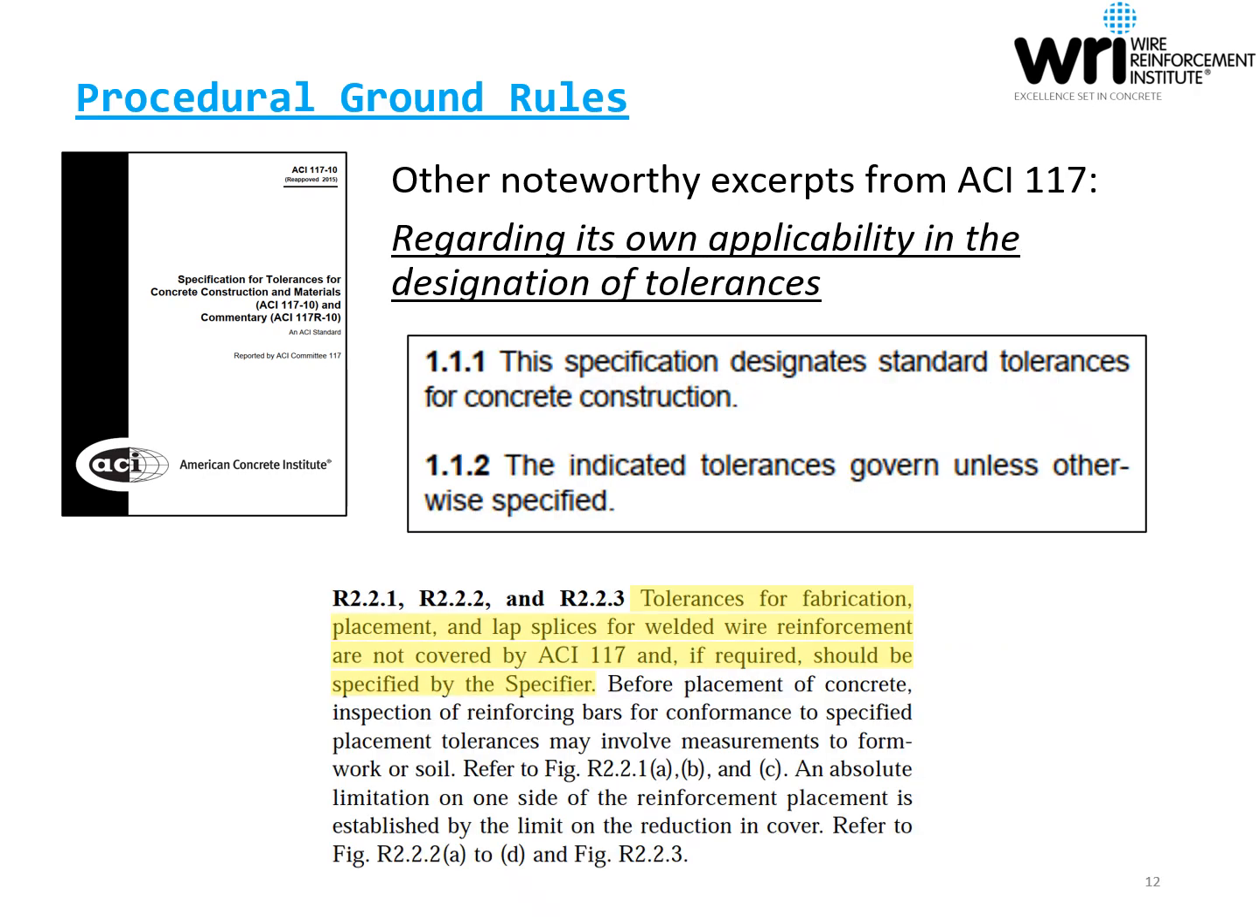Yet another noteworthy excerpt from ACI 117 is regarding its own applicability in the designation of tolerances. One needs to look no further than Section 1 to see that ACI 117 provides standard tolerances for concrete construction, but it also states that those tolerances govern unless the specifier dictates superseding tolerance information.